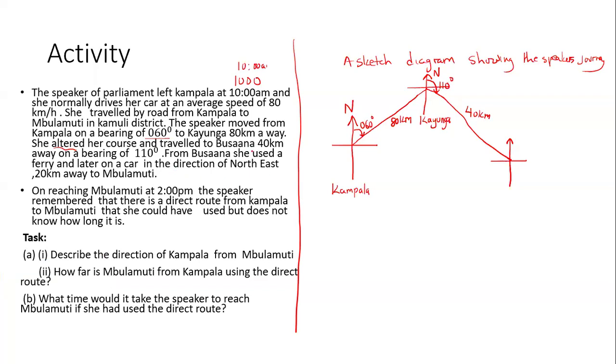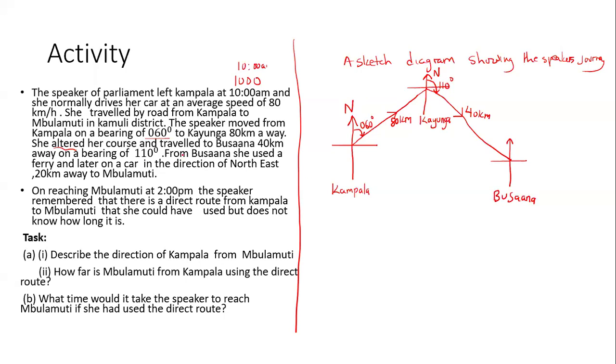Then you continue. However, for any step you are taking, do not forget we said that for bearings, what is important? Angle and direction. What is going to show us the direction is you putting an arrow. So don't forget, put an arrow to show how the speaker is moving. Then they told us now, where is the speaker? The speaker is at Busana. So you put here that this is Busana.